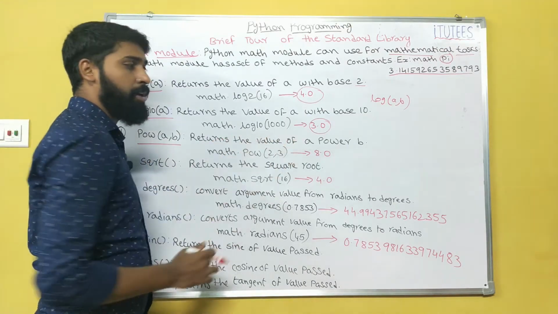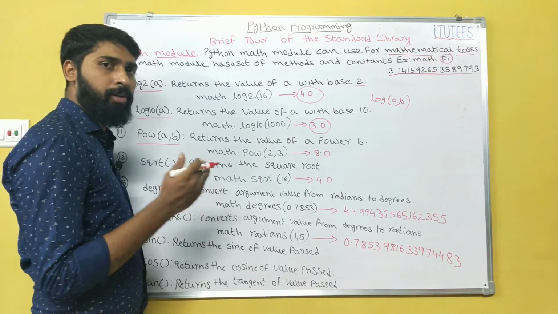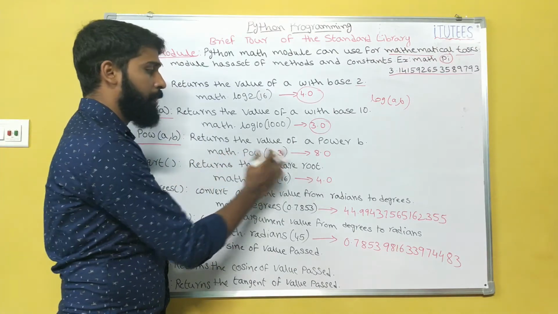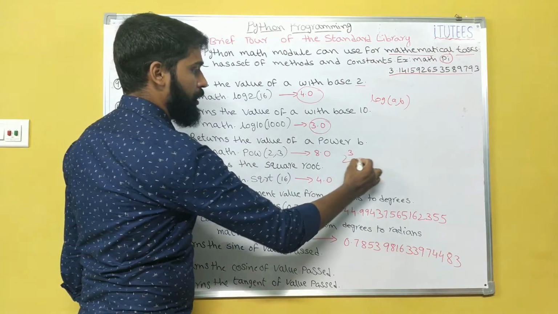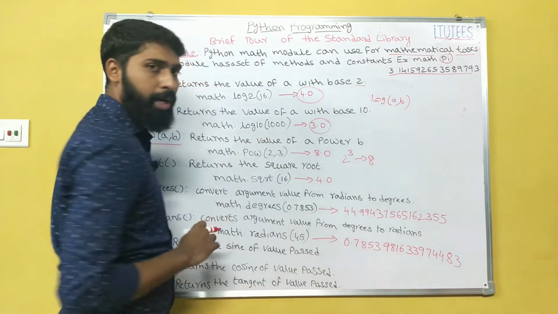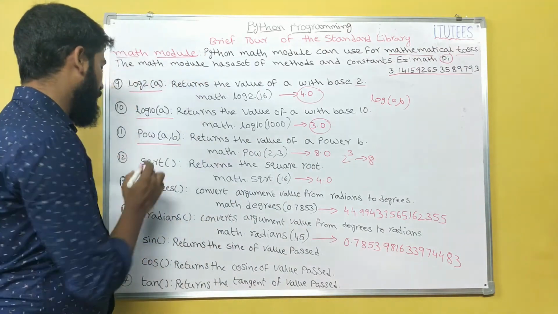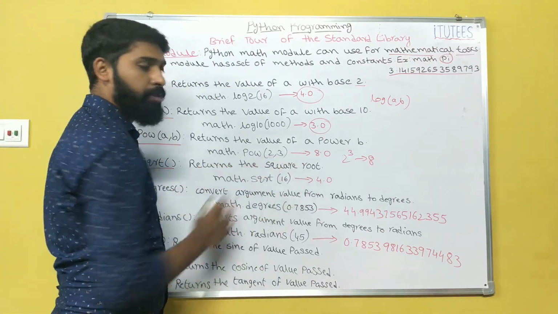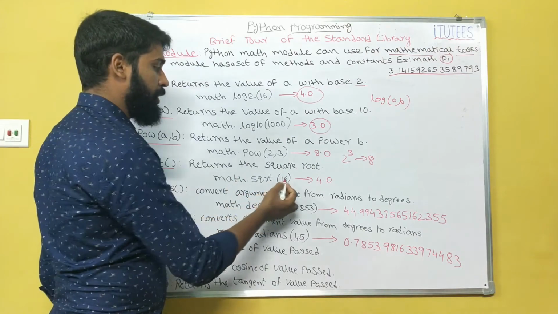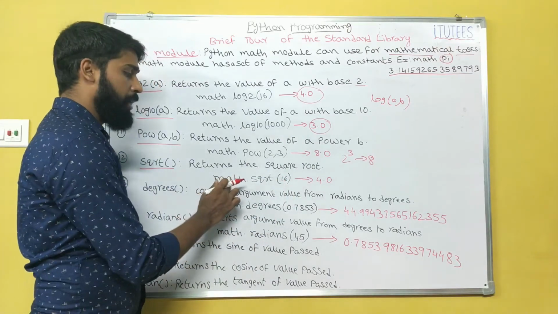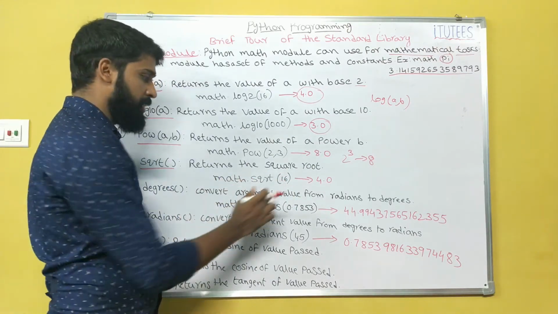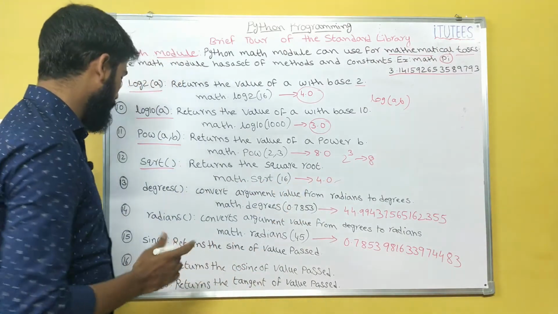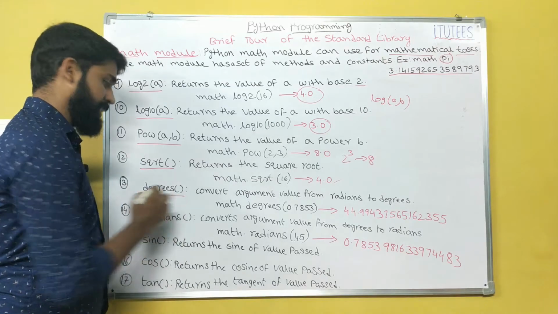Next method is pow of A comma B. It returns the value of a power b. For example, I want to know 2 power 3. Then I can give math.pow of 2 comma 3. That means it returns 2 power 3, which is 8.0. Next method is sqrt. It returns the square root. For example, I want to find the square root of 16. math.sqrt of 16 returns 4.0.